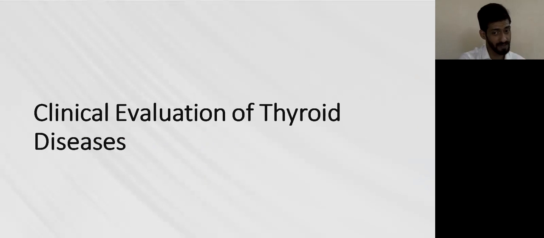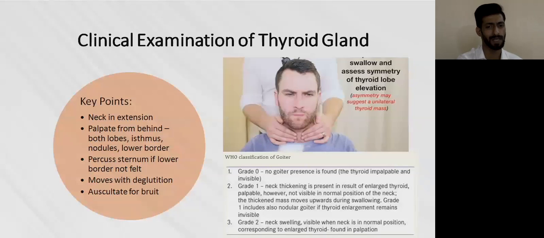Now, clinical evaluation of thyroid diseases. Since thyroid is a hormone that has systemic effects, clinical examination of thyroid disease is essentially a complete systemic examination. But what I am trying to look here through this process is things that are a little specific to thyroid. Most importantly, something that we generally don't do in our OPDs. Clinical examination of the thyroid gland. Very important in any patient suspected of a thyroid dysfunction.